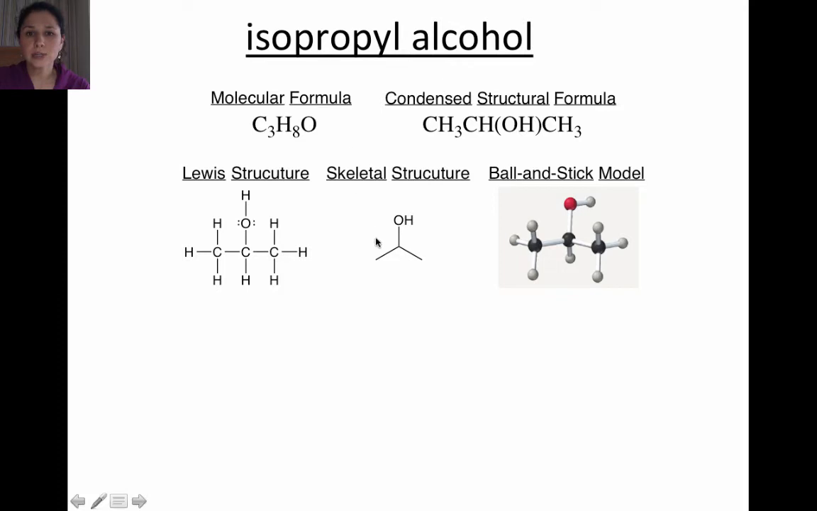you have to understand that there is a carbon atom. So this skeletal structure here represents this Lewis structure or this ball and stick model. Here's a carbon that's at the end of the line. That would be that carbon. Then there's another carbon up here where the lines are intersecting here. And then there's another carbon down here at the end of the line.